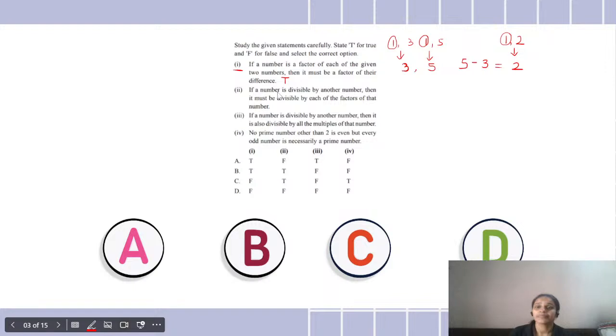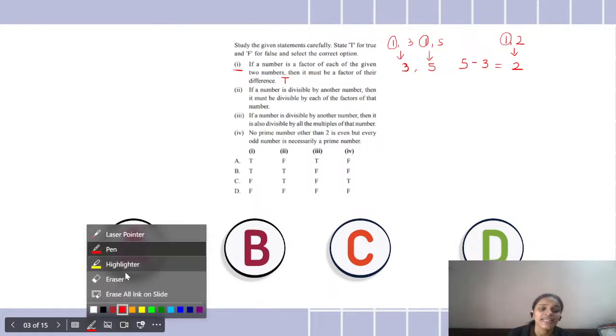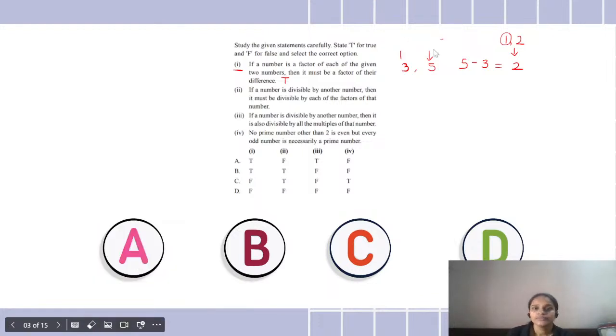Okay, so giving you the example that if I have two numbers 3 and 5, तो उनके factors 1 और 3 होते हैं और 1 और 5 होते हैं, तो उनका difference 5 minus 3, 2, तो 2 के भी factors 1 और 2 हैं, तो 1, 2 का भी factor है, 5 का भी factor है और 3 का भी factor है, इसलिए ये sentence सही है, ये sentence true है. Okay, now let's move on to the second sentence that we have.